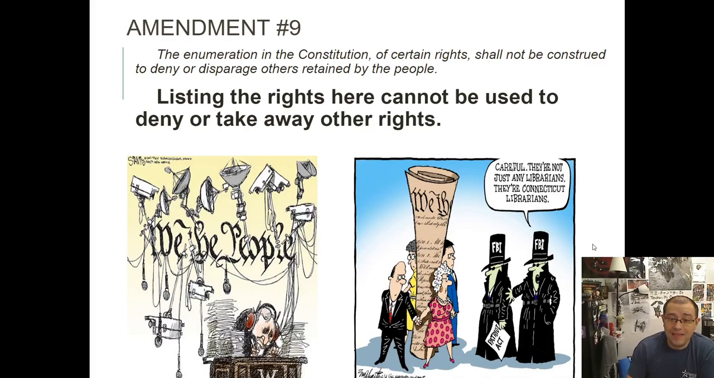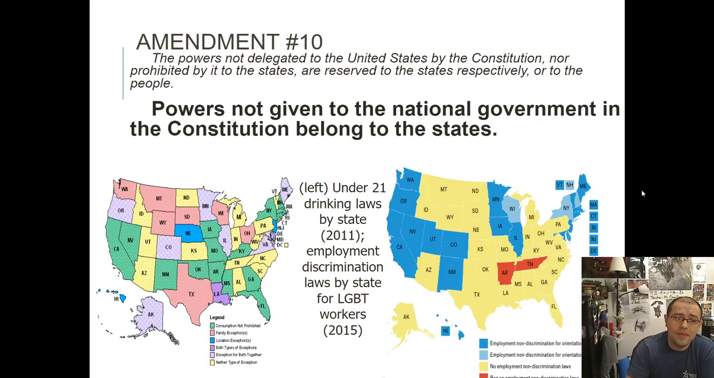All right, and finally, Amendment number 10, powers not given to the national government in the Constitution belong to the states. Oh, I've got to update this slide, don't I? So in other words, if it's not in the Constitution, it's up to the states. So for instance, alcohol, not mentioned in the Constitution. So every state can have whatever drinking laws they want. So in every state now, the legal drinking age is 21 years old.